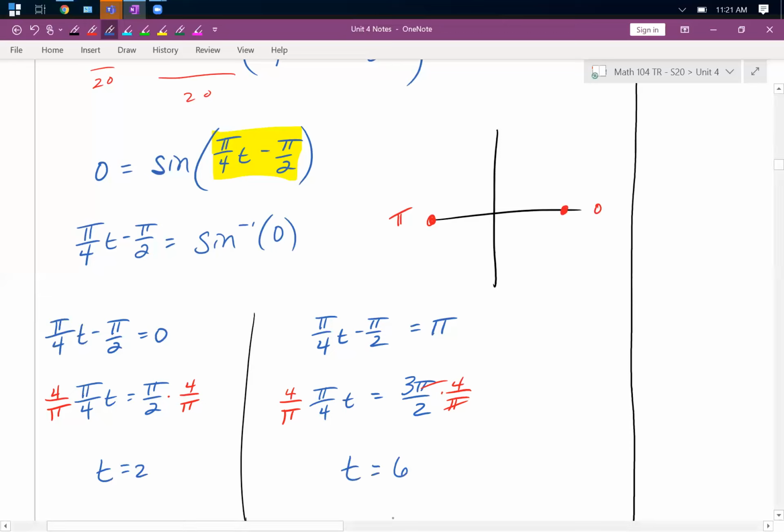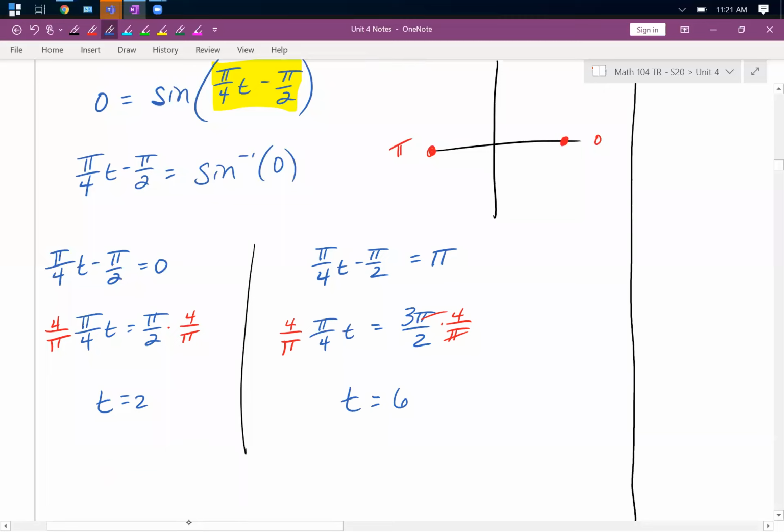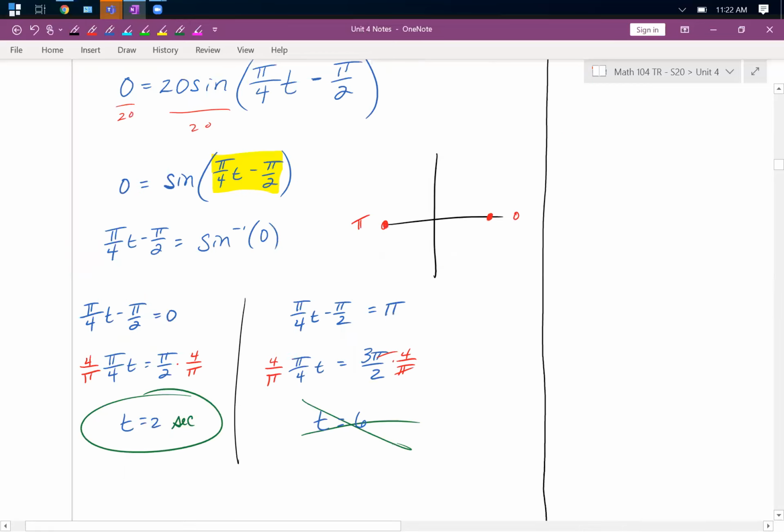And the directions said find the smallest positive time to produce each voltage. So we don't want the 6. We want the 2, and don't forget your unit of seconds. Questions, anybody?